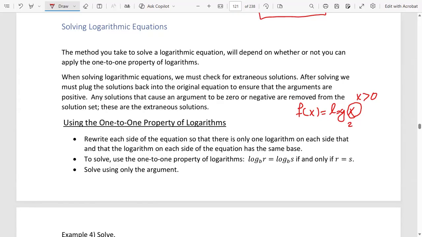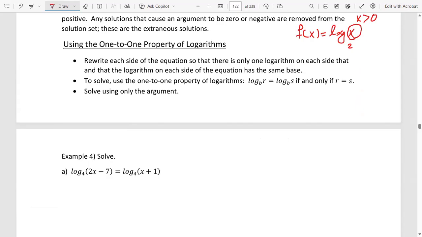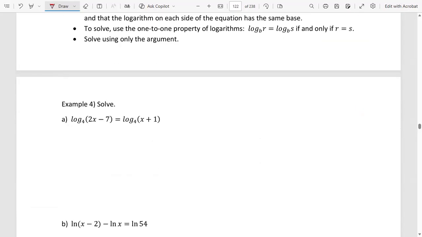How do we solve a logarithmic equation? To solve a logarithmic equation, we mostly use the one-to-one property. But first, we have to make sure that the logs on each side are isolated. Let's look at the first example. In this example, part A, you see that we have a log on the left side and a log on the right side, and both of the logs are isolated. No numbers adding, subtracting, multiplying.